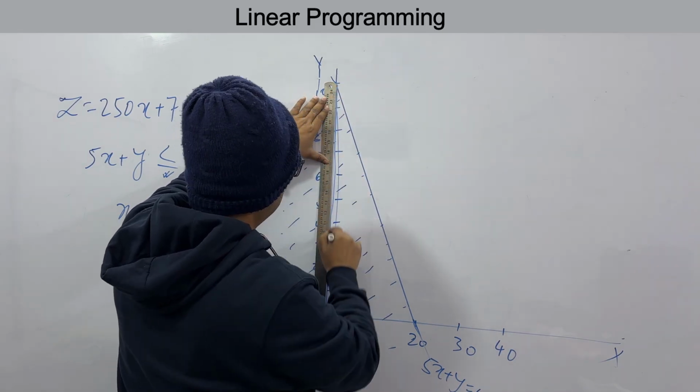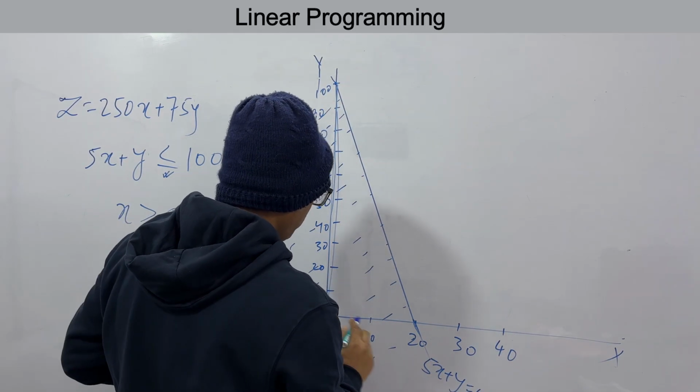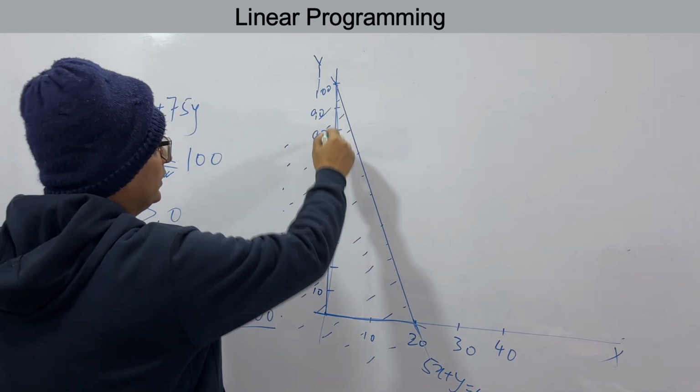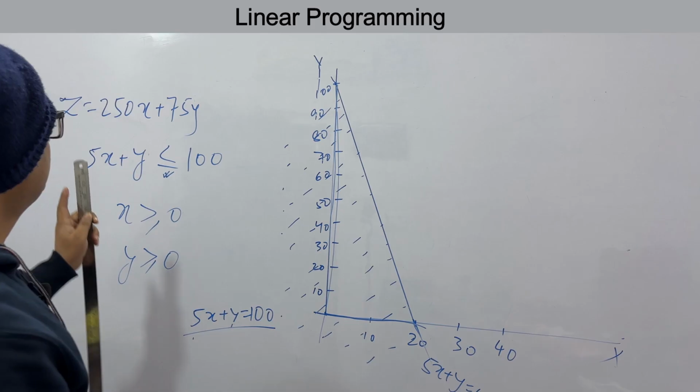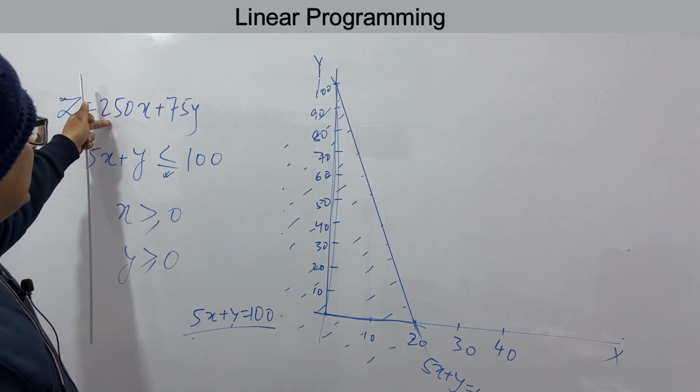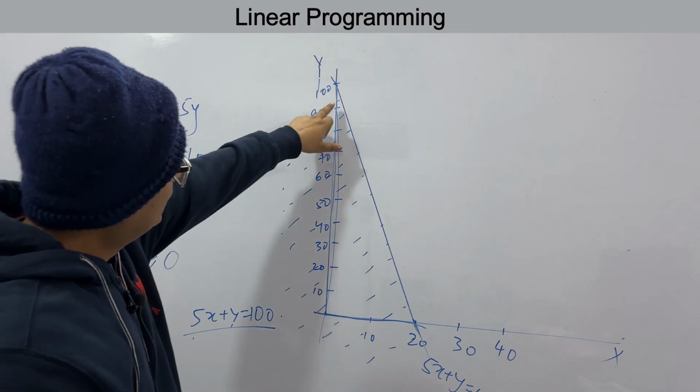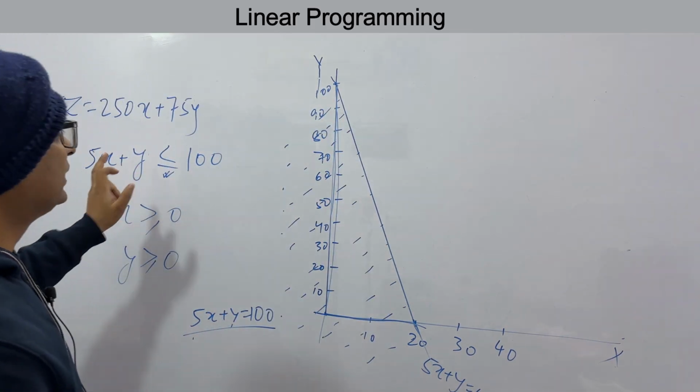See, this line and this line only, here and here. So this part is gone. So this is the part. Now let's go to this line. We got this particular triangle from this constraint.